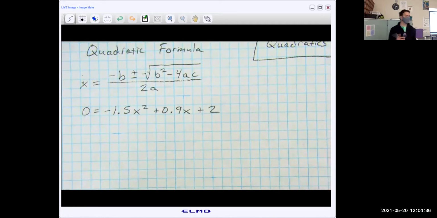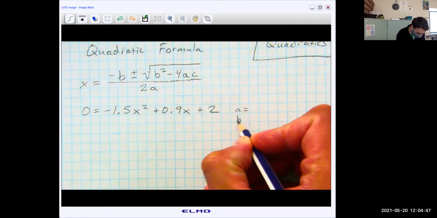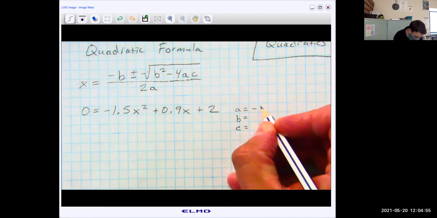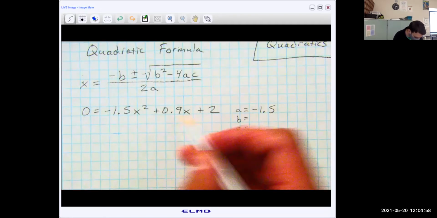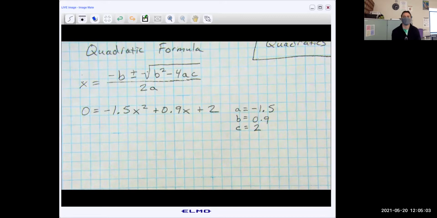Now, I'm going to need to use A, B, and C, which we've done in quizzes and on homework. And for the quadratic formula, we're going to write it over here on the side. This is your first step. Let's figure out what A, B, and C equal. A is going to be negative 1.5. B is going to be 0.9. And C is going to be 2. So this is how we start Sasha's problem. If you were doing something with rockets or airplanes or anything going through the air, you would still start the same way. You have the formula and you identify A, B, and C.